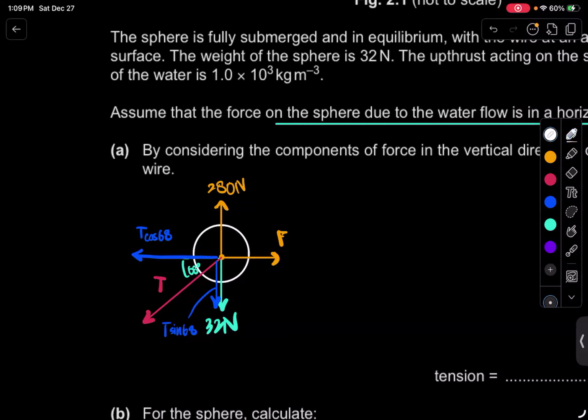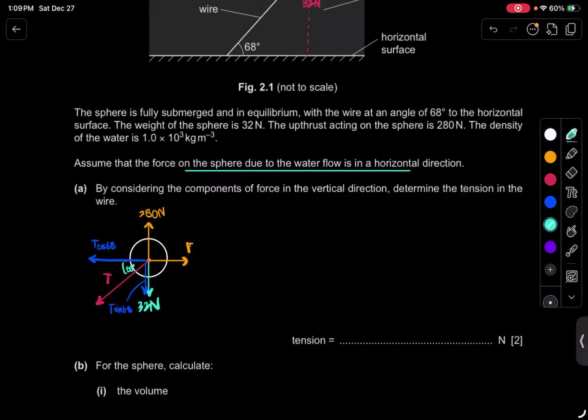Now the question said the ball is in equilibrium. Determine the tension. Find out what T is. We know that because it is in equilibrium, the resultant force is zero, but not in just one direction, in all directions, right? And you could find out pretty easily from this vertical component.